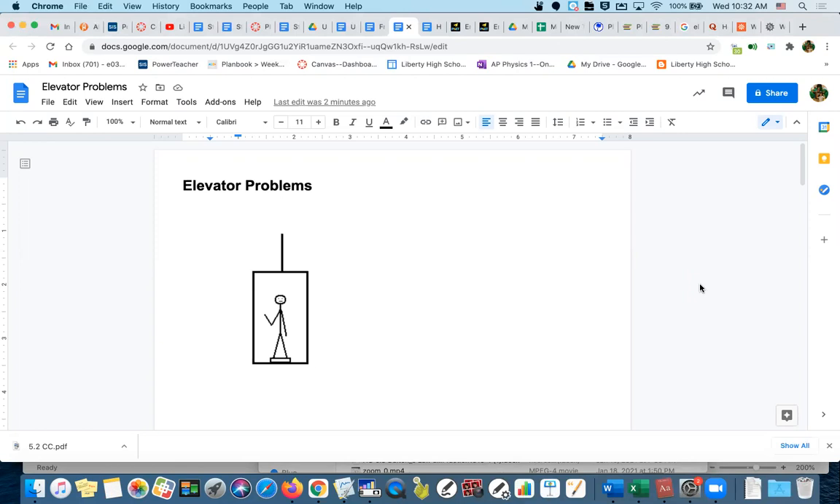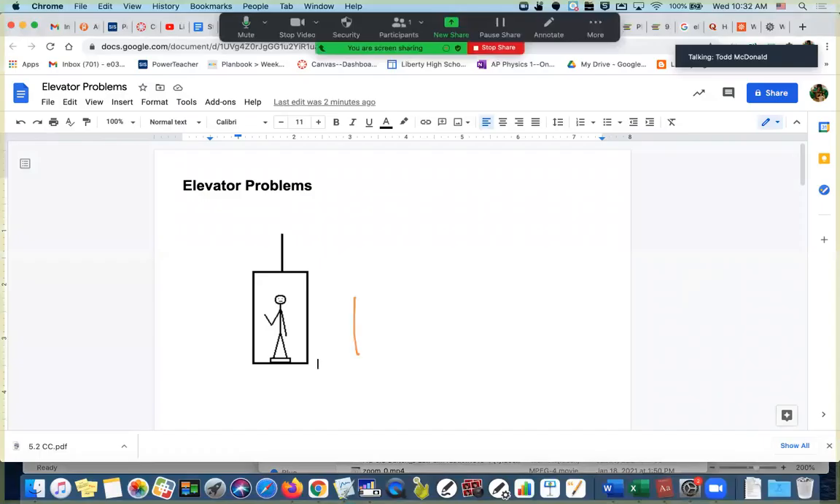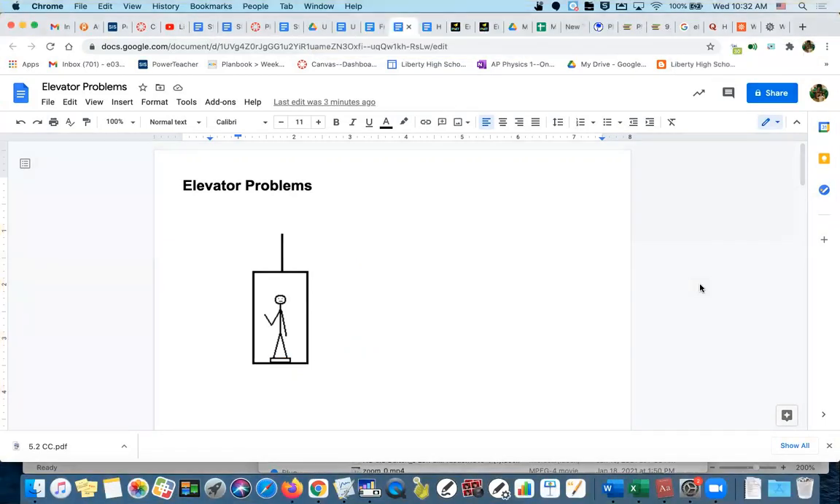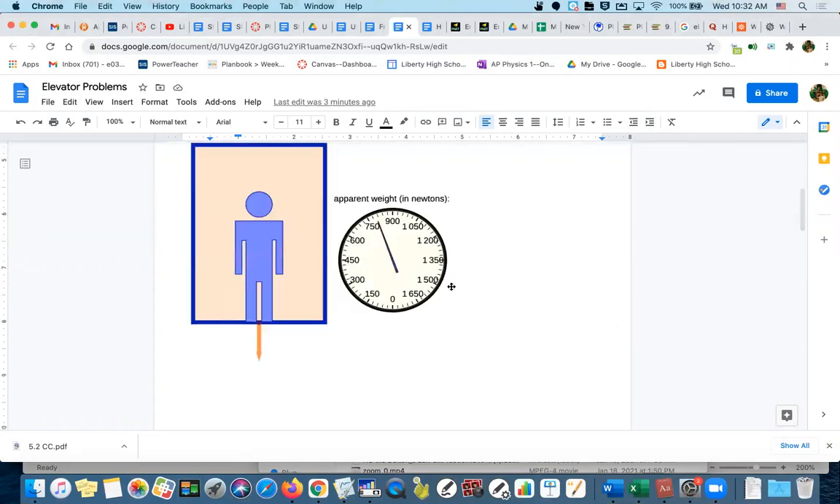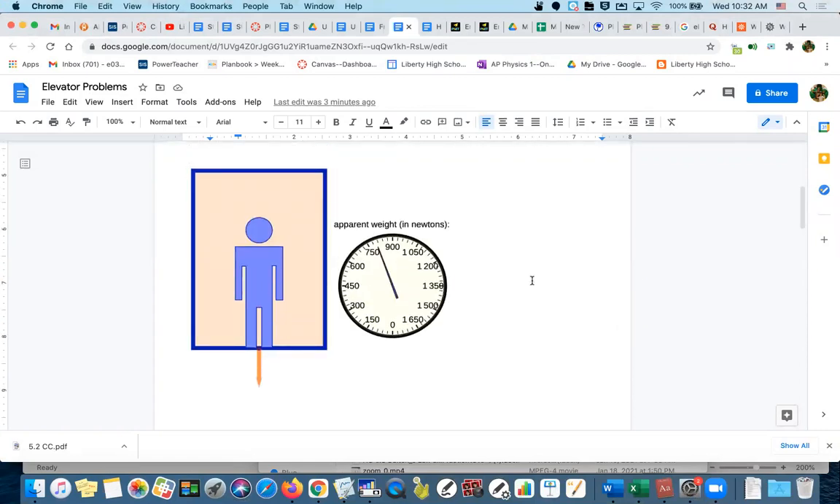So we have a picture here, and really what's going on is your elevator goes up and down. We can accelerate upward, we can accelerate downward, we can even move at a constant speed with our elevators. And we're going to look at all of these scenarios. And this guy right here is standing on, it looks like a bathroom scale. You probably have all thought about this before, but when you are standing on a bathroom scale to weigh yourself, you're not actually getting your weight. You're getting what we call the apparent weight.